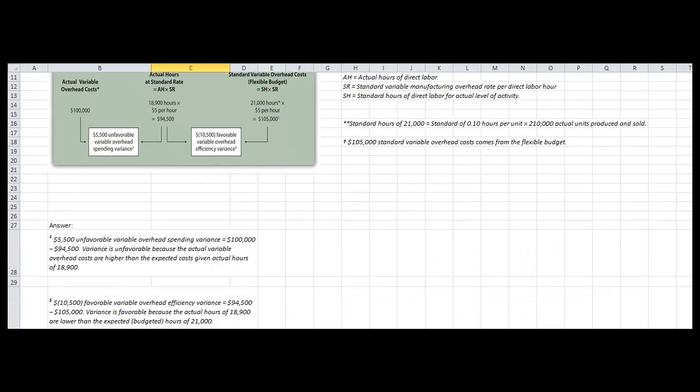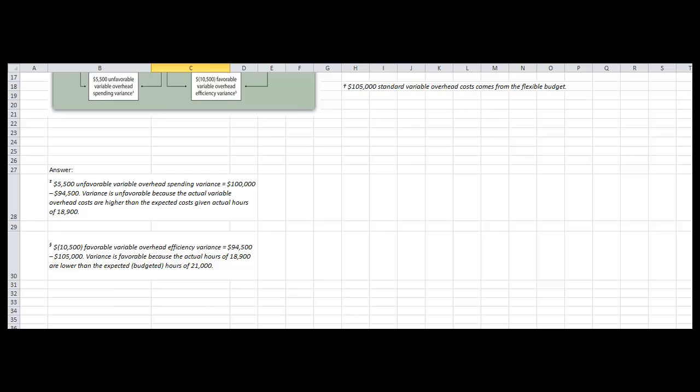Below, we have a little more explanation of the answers, showing the numbers we used, the subtraction, and also explaining what each of those answers means. So hopefully this helps.